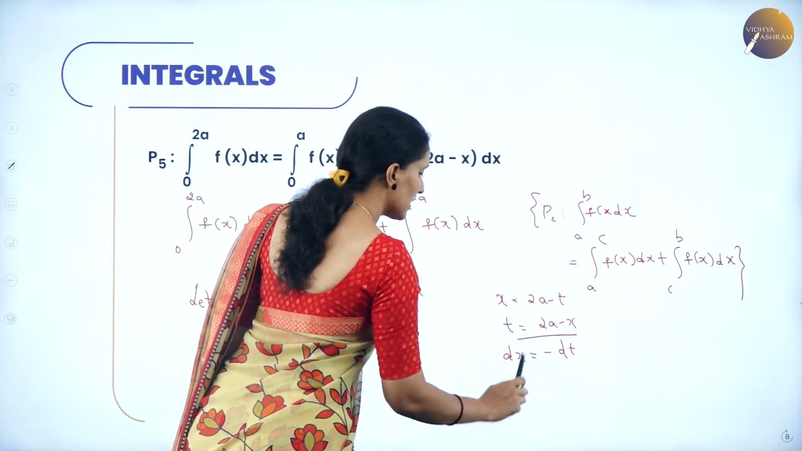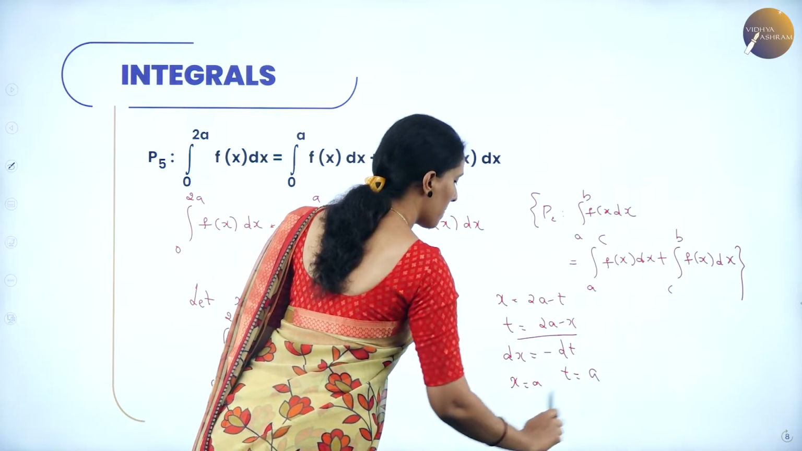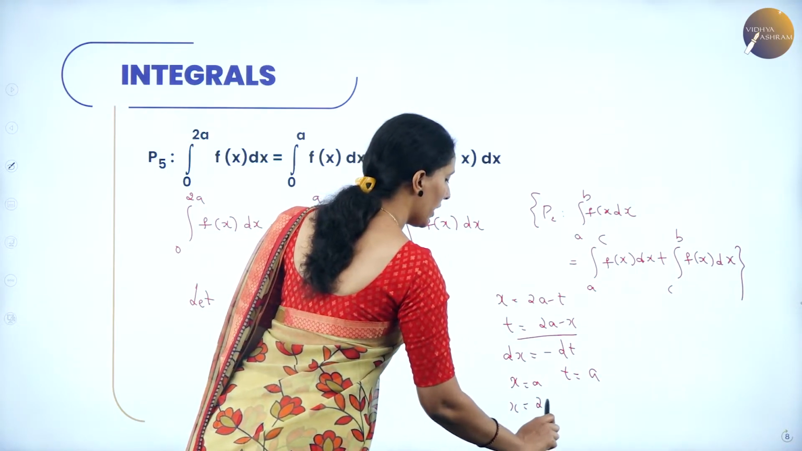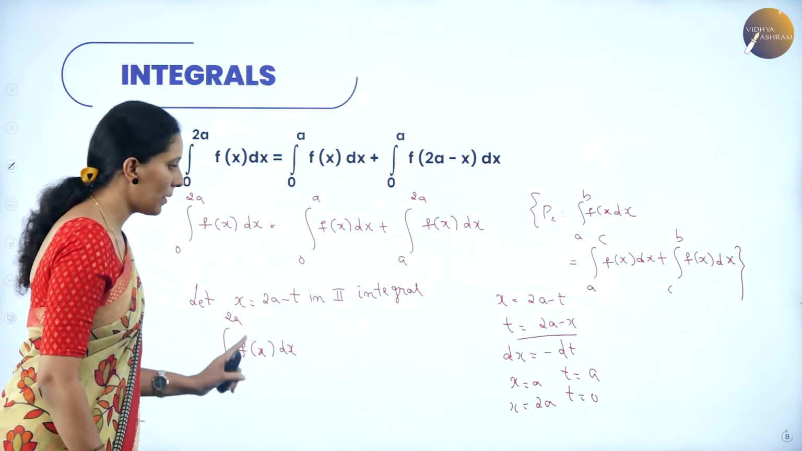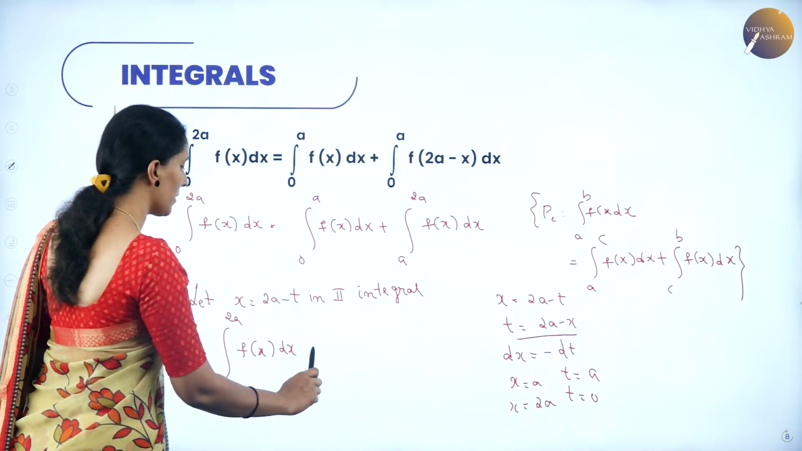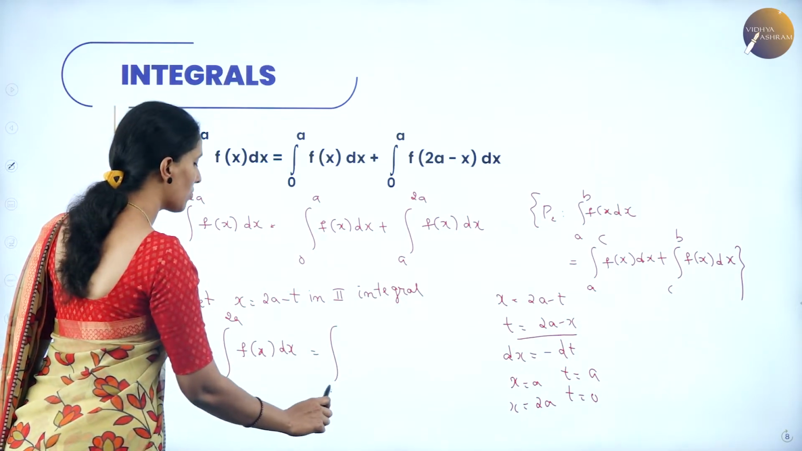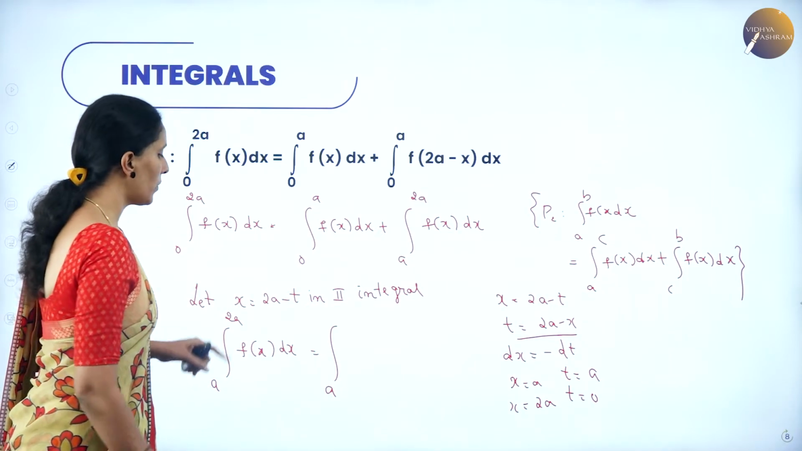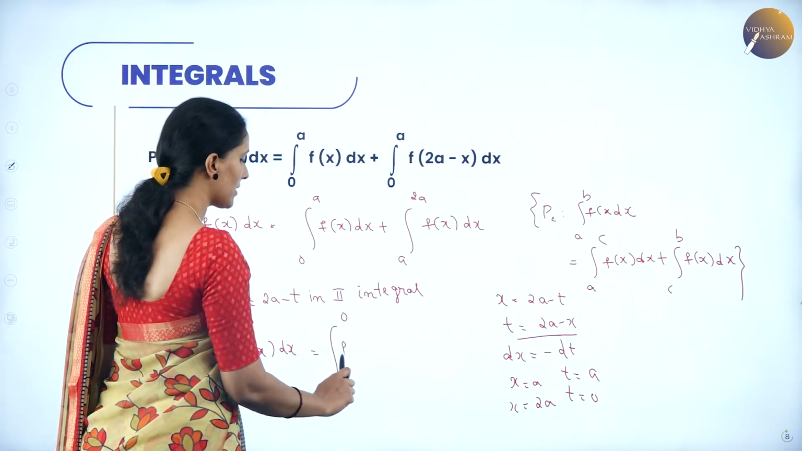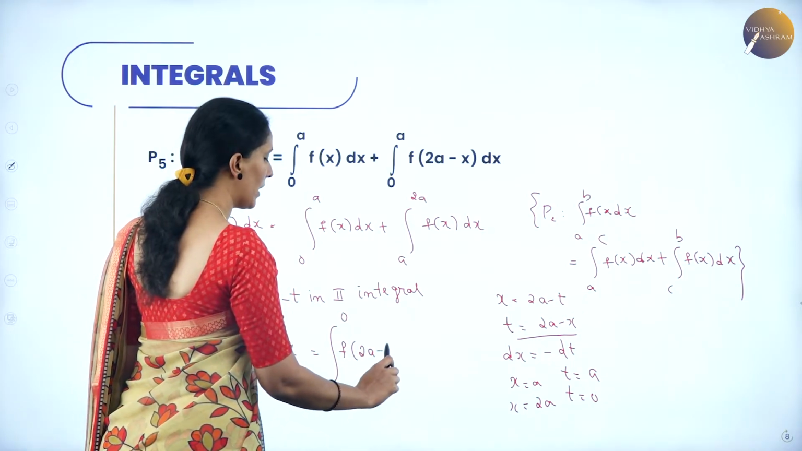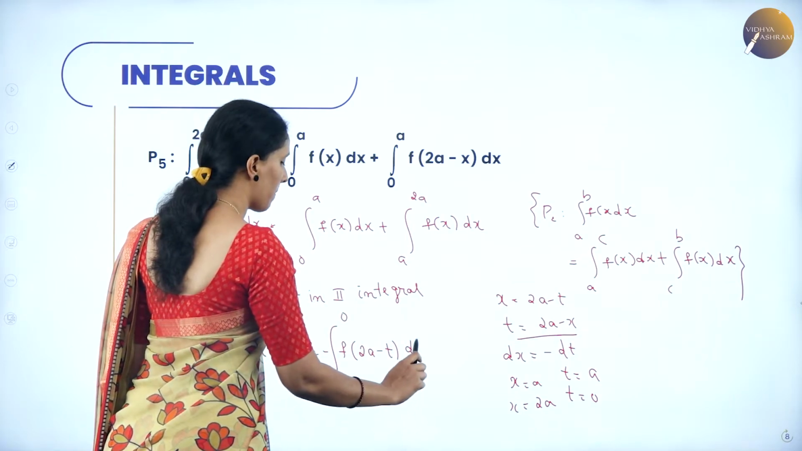So using this result, if x is equal to a, then t is also a. If x is equal to 2a, then t is equal to 0. Now change the variable with respect to t and also the limits. So now here I have, if x is equal to a, t is also a. If x is equal to 2a, t is 0. Now here I am changing x as 2a minus t, and here it becomes minus dt.